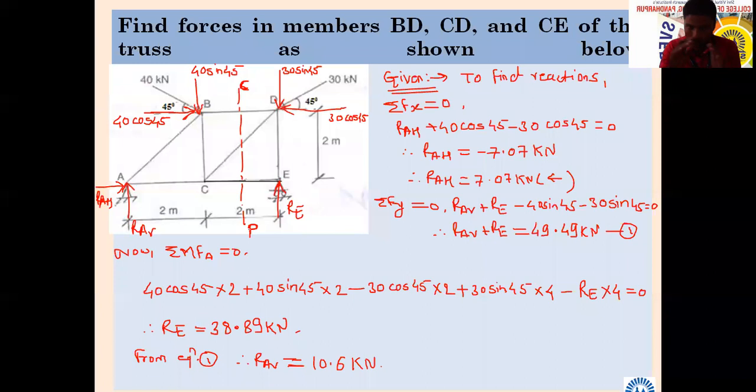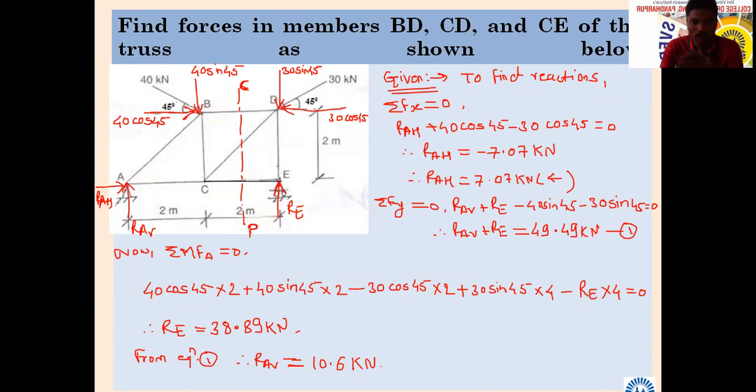Whatever is asked in the problem statement, the forces in the members BD, CD and CE. So either you have to consider the left hand side of the cutting plane or the right hand side of the cutting plane. You will get your answer. It is not necessary to find the forces in each and every member. Either you can use the left hand side or the right hand side where you have cut the truss.